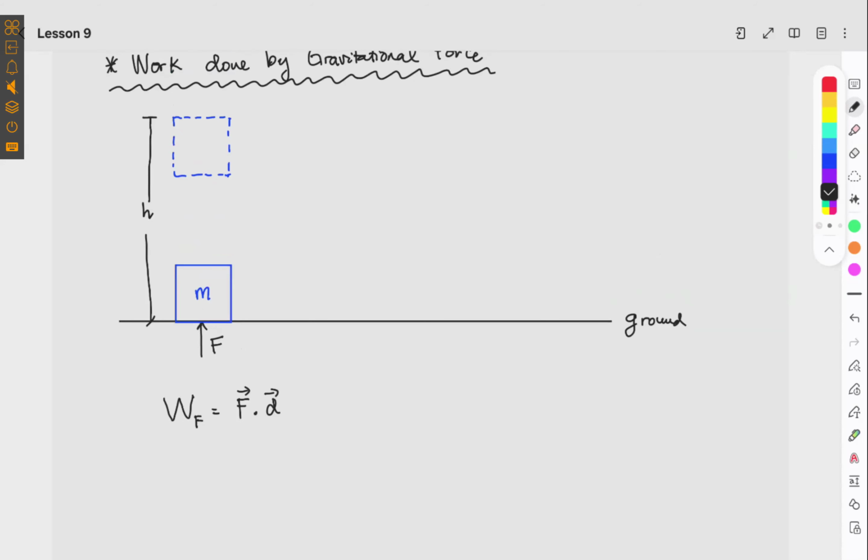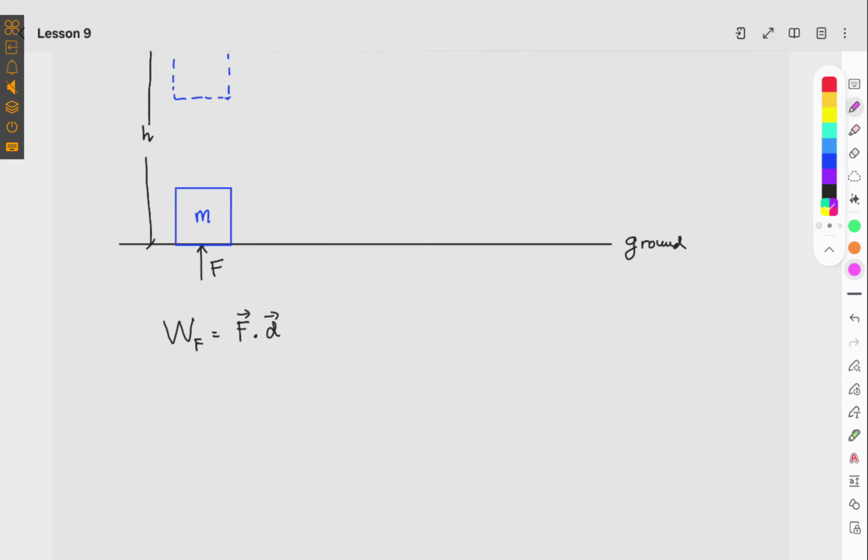Now, what is the force here? The force that lifts the box. Yes, that force, but there is another force happening here. When you apply a force upward, there is also another force. You call that Newton's third law of motion.